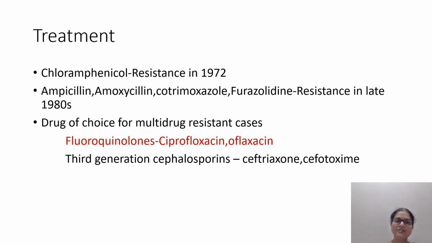Until the 1970s, the drug of choice for treating typhoid infection was chloramphenicol. But in 1972, resistance to chloramphenicol was observed in Salmonella species. Later on, ampicillin, amoxicillin, cotrimoxazole and furazolidone were tried. But even for these drugs, resistance developed. Now, the drugs of choice for multi-drug resistant cases include mainly fluoroquinolones like ciprofloxacin and ofloxacin, and also the third generation cephalosporin antibiotics like ceftriaxone and cefotaxime.